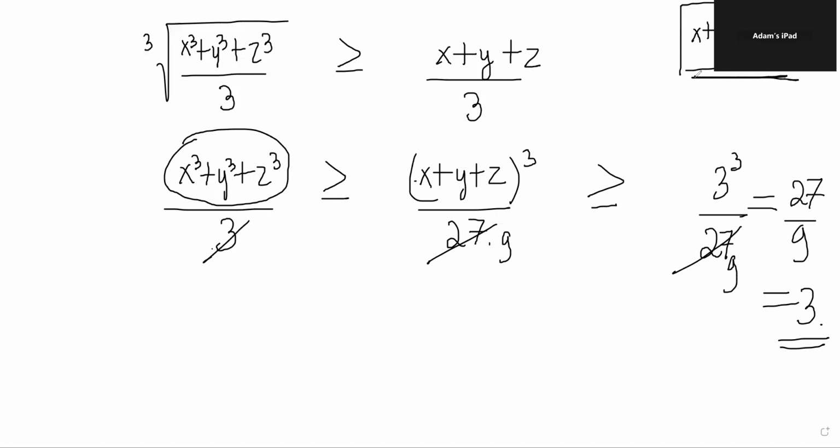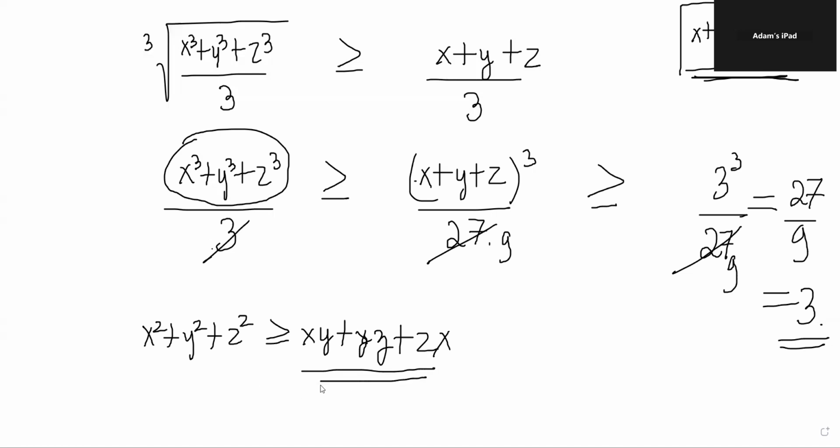How did we get this? We got this by doing x square plus y square plus z square is greater than or equal to xy plus yz plus zx, and adding xy plus yz plus zx on both sides twice. We knew the value of xy plus yz plus zx is 3. So you got x plus y plus z is greater than or equal to 3, right?